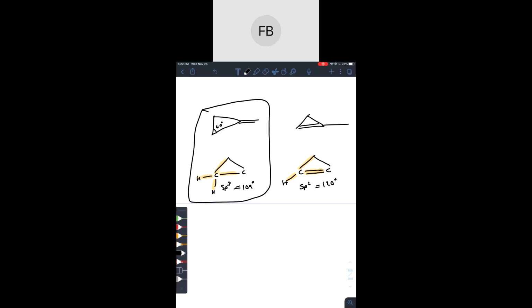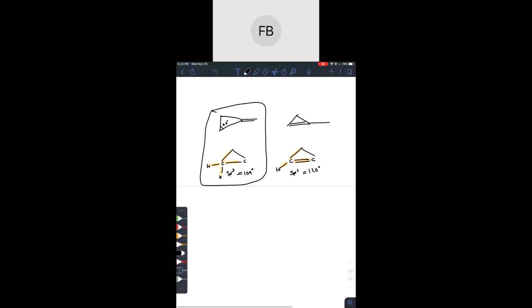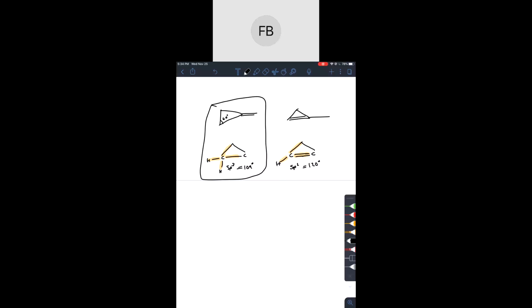And I think you guys could get this on your final. But basically, I would go into an explanation of the angles, the differences to the.